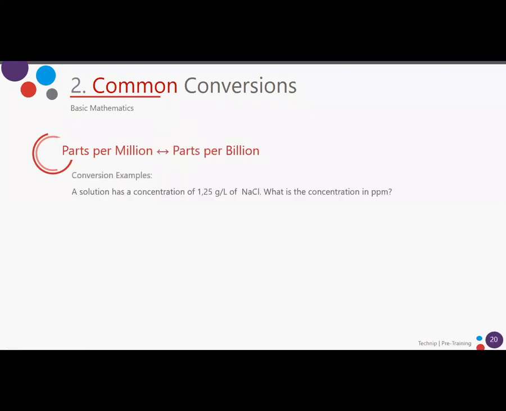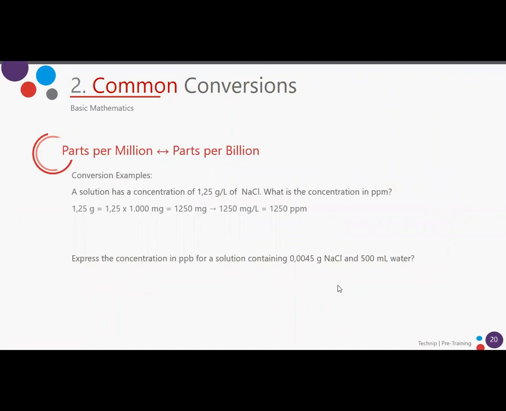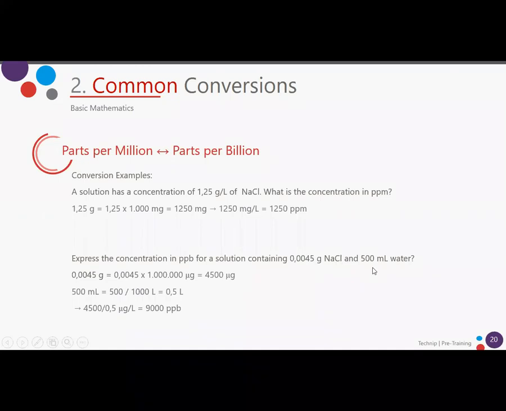Okay, nevertheless, I'm going to then repeat the second example here, okay? So we want to express a concentration in ppb for a solution containing 0.0045 gram of sodium chloride, or let's say it's a mixture of this amount of sodium chloride and 500 milliliter of water. So as we saw, 1 ppb is 1 microgram per liter.